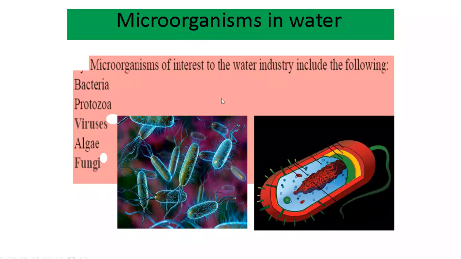Here we have a photograph of the microorganisms in water. Microorganisms of interest to the water industry include the following: bacteria, protozoa, viruses, algae, and fungi. They are present in the water and make the water polluted.